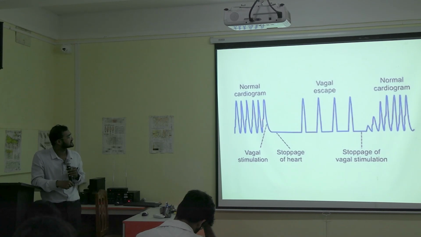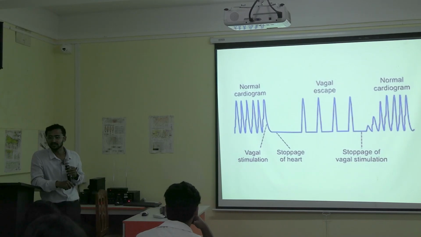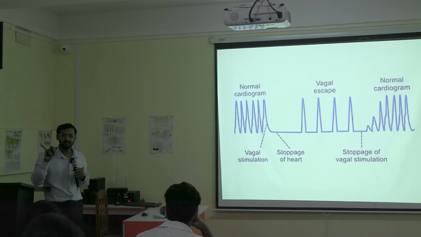So if this is the atrial systole and diastole, this is the ventricular systole and diastole. So this is the ventricular activity, not the atrial. Why not the atrial? Why ventricular? Understood? So this is also known as vagal escape. It is given in the book nicely.